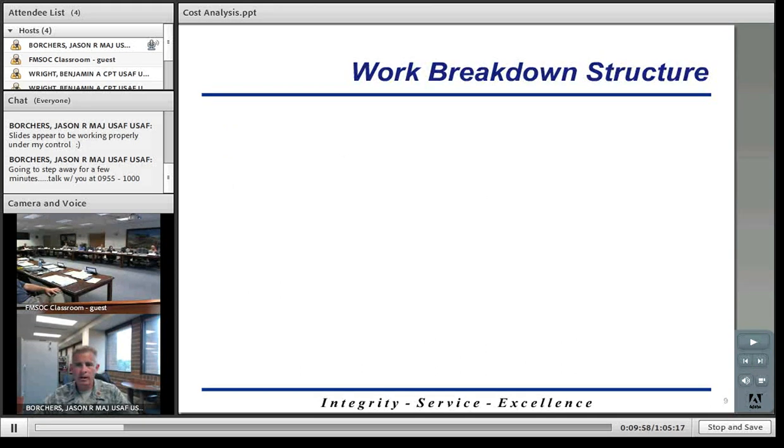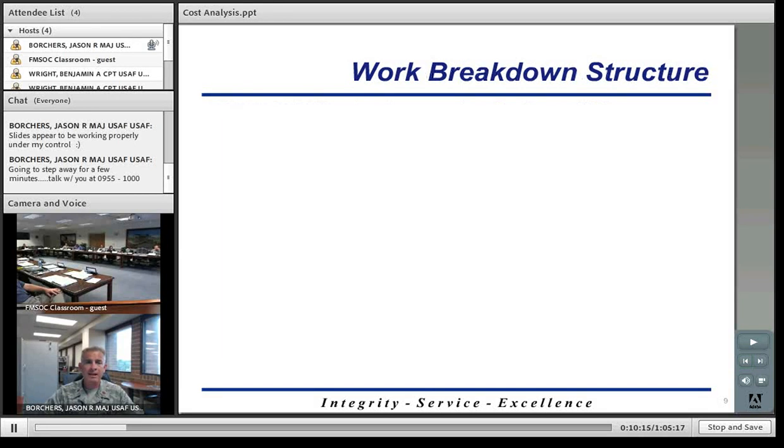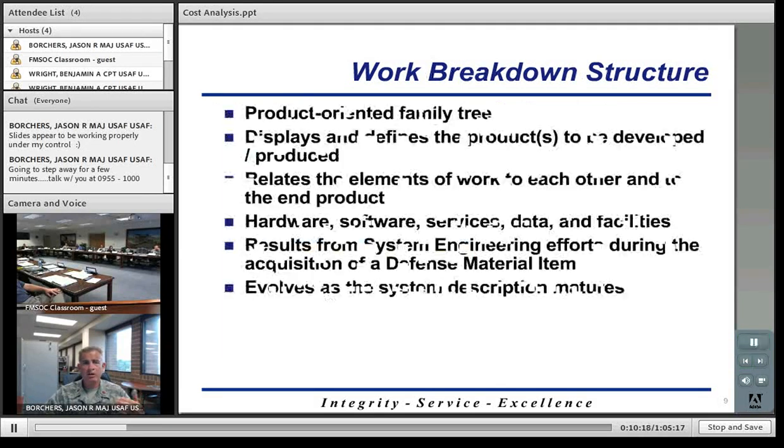So we'll start off looking at the work breakdown structure. This is a very important element for your cost estimate and really acts as the backbone for the entire program. It is a product-oriented family tree, meaning that the work breakdown structure is going to list out every single element of your program. It's going to start at the very summary level. Say you're costing out an airplane, maybe airplane will be the very top level, and then it's going to break it down from there.